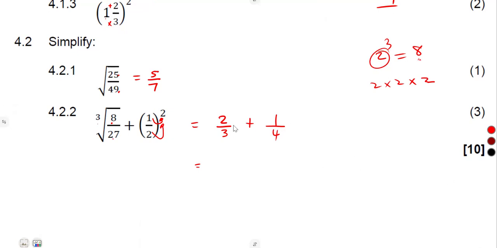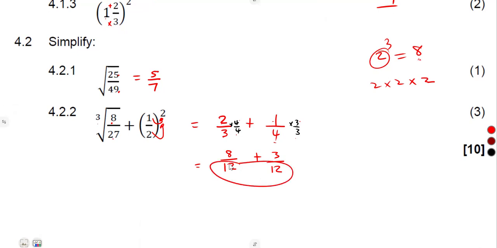4 affects here, 3 affects this side. So this is what I'm trying to say. You're going to multiply by 4 over 4 here. 3 multiplies this side, 3 over 3. So that this is going to give us 2 times 4, that is 8. 3 times 4, that is 12. Plus 1 times 3, that's 3. 4 times 3, that's 12.